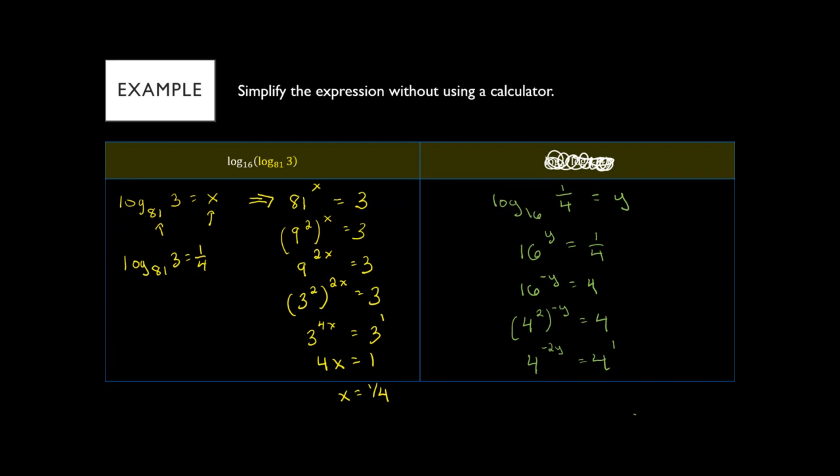So 4 just has an exponent of 1. This tells us that negative 2y is equal to 1. And so when you solve for y, you get negative 1/2. And so that's what this has just told us. What we just did was we found that the log base 81 of 3 is 1/4. So this is the same as log base 16 of 1/4. And we just found out that that gives us negative 1/2.